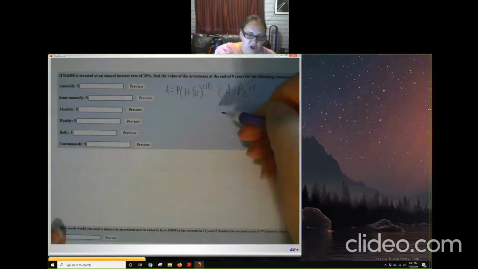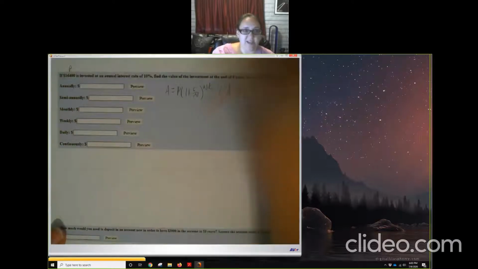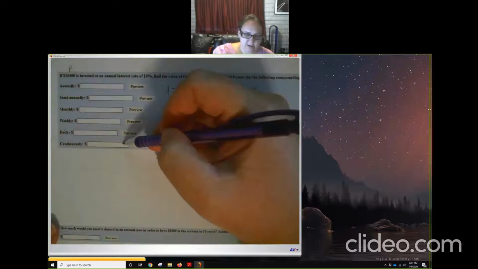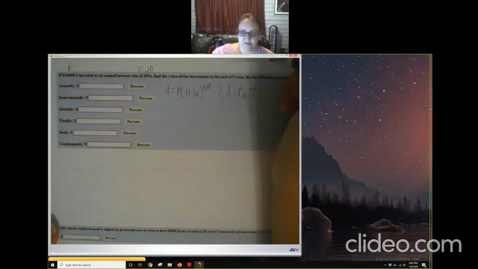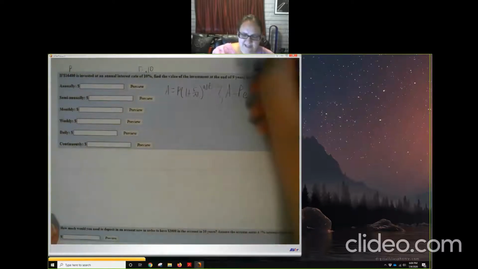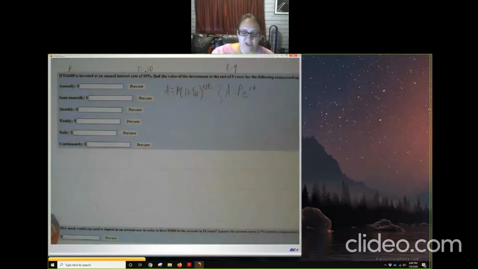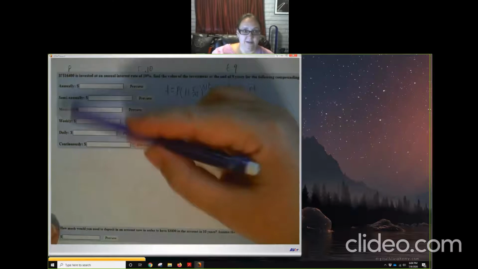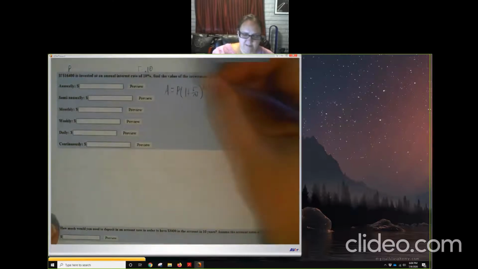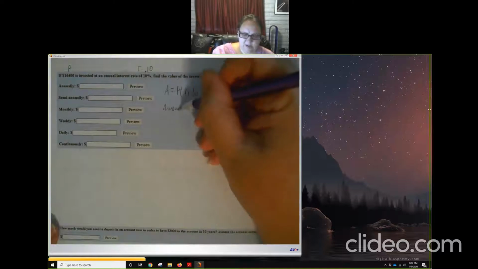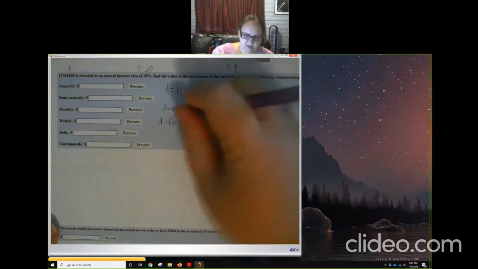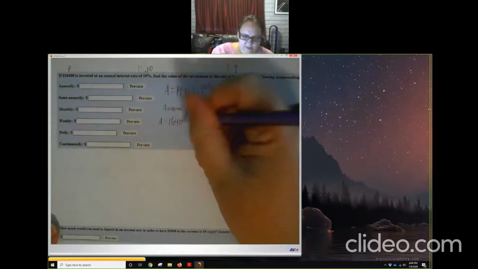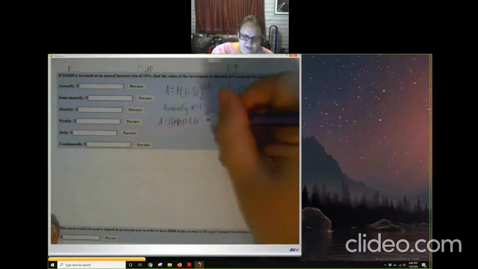So for all of these, my P is 16,400. My R, a rate of 10% means 0.10. You're going to turn that into a decimal. My T is 9 years. And then what changes for each of these is my N. So annually, N equals 1. So that would be 16,400, forgot the 4, times 1 plus 0.10 over 1 to the 1 times 9.